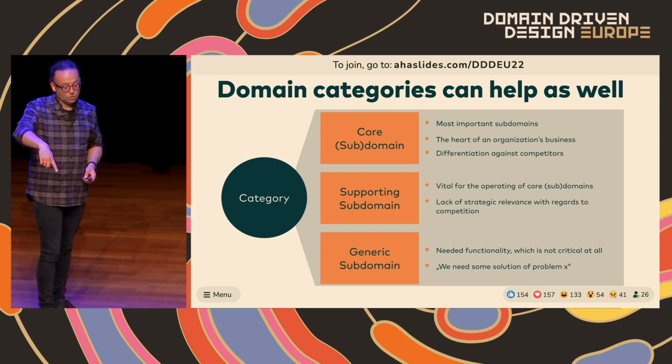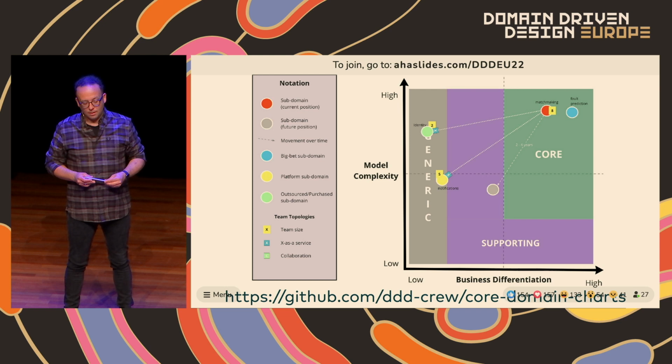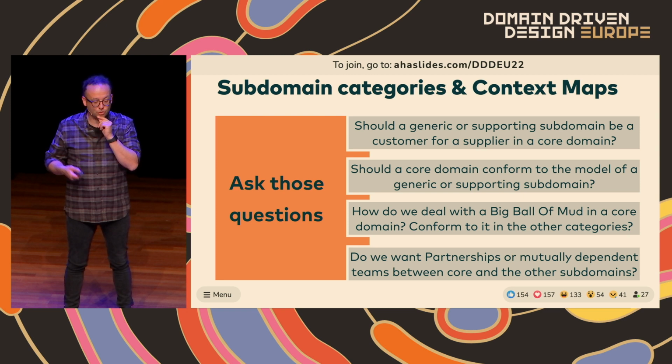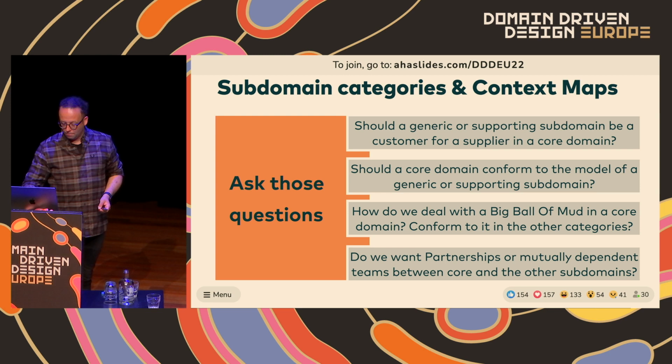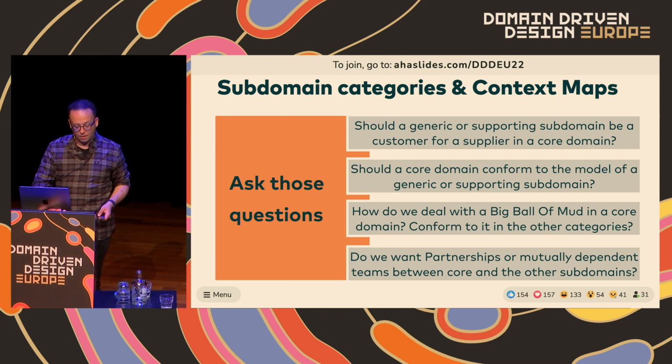And as a last exercise for you, you should ask some questions. Should a generic or a supporting subdomain be a customer for a supplier in a core domain? How to deal with a big ball of mud in a core domain? Conform it to other categories and so on? So that's not so easy stuff.